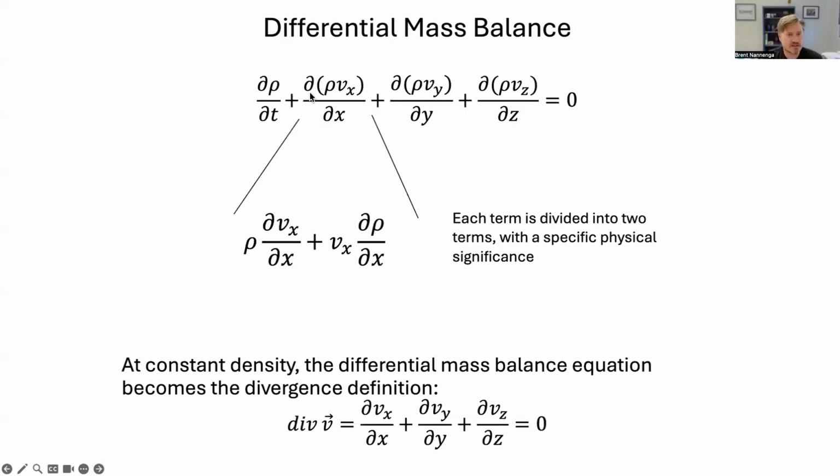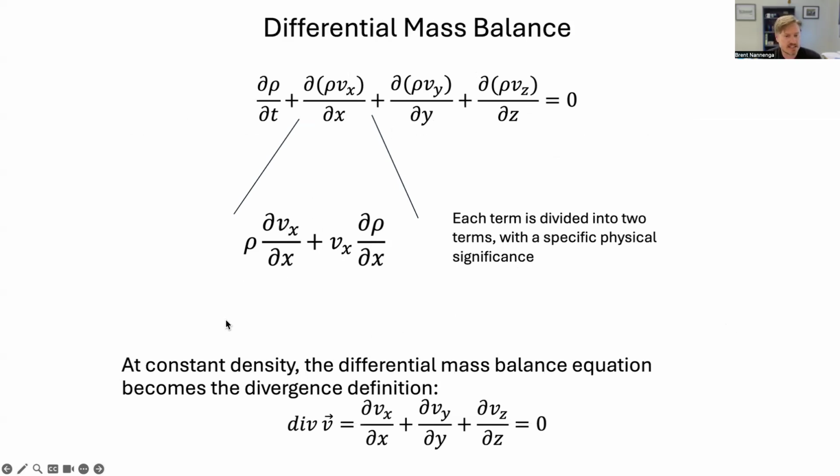Okay, so if we look at this term, for example, the x term right here, it can be divided into two different parts where we break up the density and the velocity in the x direction. So we actually have density times the partial derivative of Vx with respect to x, plus Vx times the partial derivative of density with respect to x. That's how we can break this term up, and we can do that with each of these terms here.